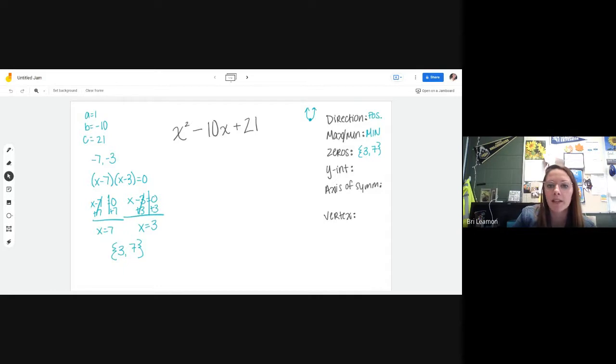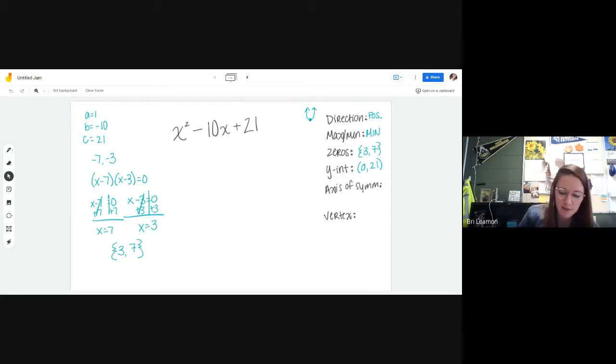Now, my axis of symmetry and vertex, I do have to solve for. My y-intercept I can figure out. Remember, our y-intercept is just our c value. So whatever our c value is, we just have to write it as an ordered pair. So I have a 0 for my x value and a 21 for my y value.